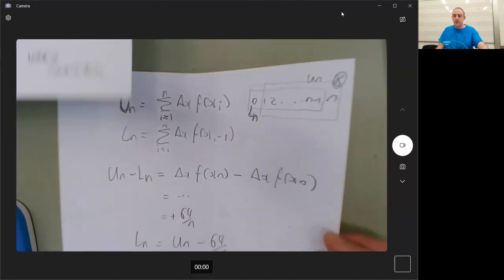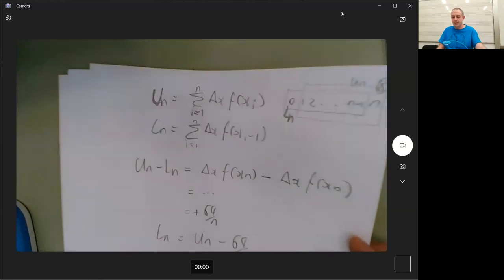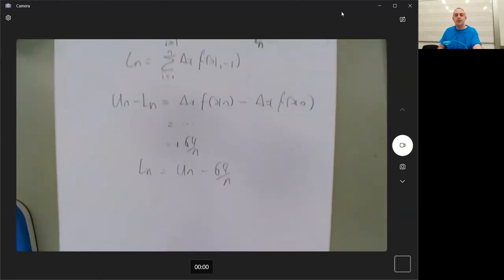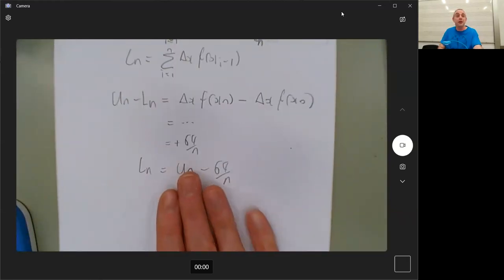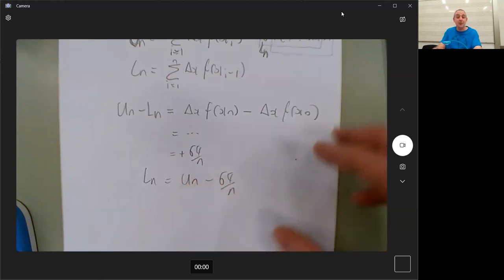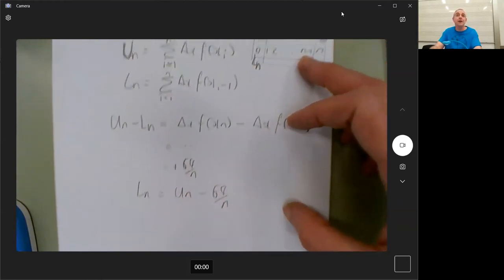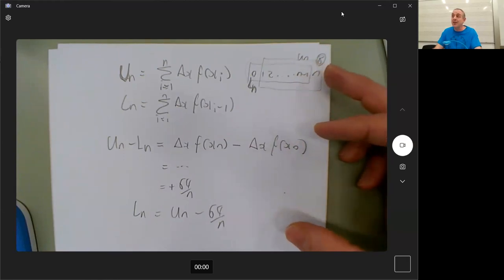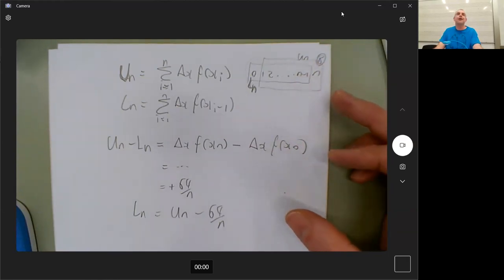You could very quickly, if someone gave you a formula for ln or for un, figure out the other one if it was an increasing or decreasing function using this idea. If I were writing an exam, I would give people the formula for one and ask them to find the other, as the exam question.